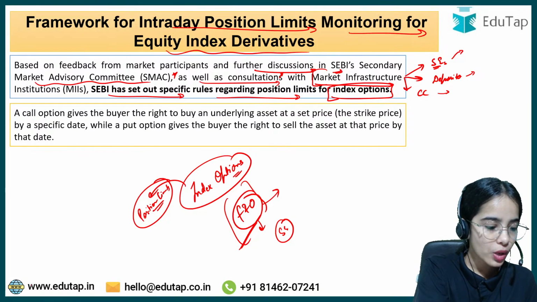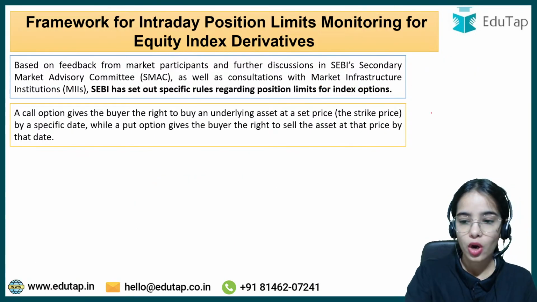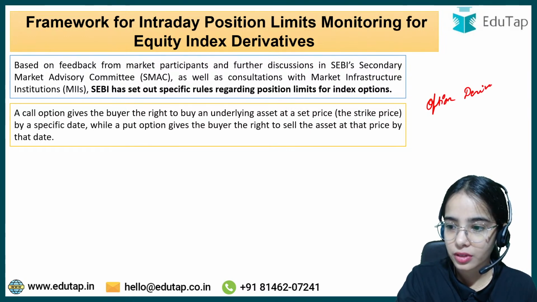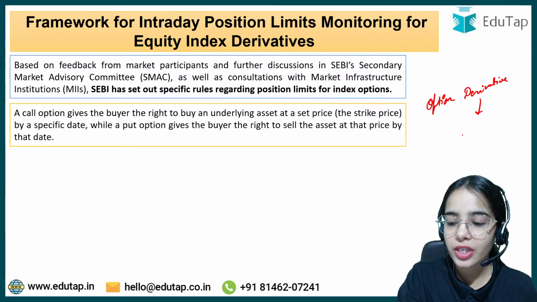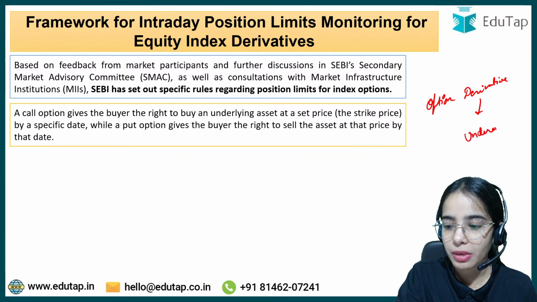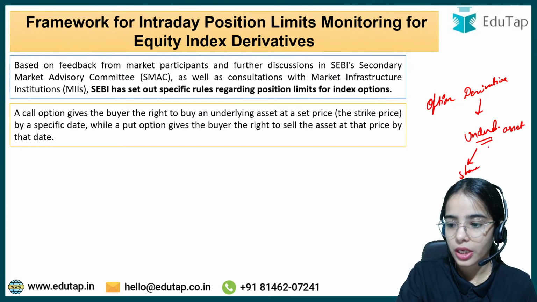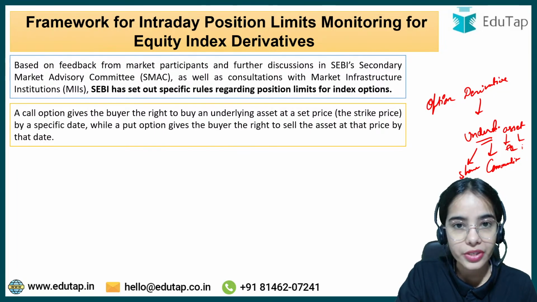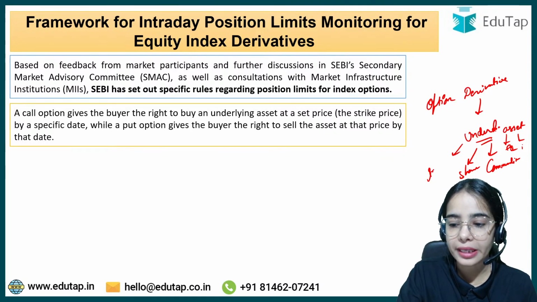How many of you know about options? An option is a derivative, right? Derivatives derive their value from an underlying asset. This underlying asset can be any shares, it can be any commodity, it can be foreign exchange, or foreign currency, or it can be an interest rate. The underlying asset can also be an index.